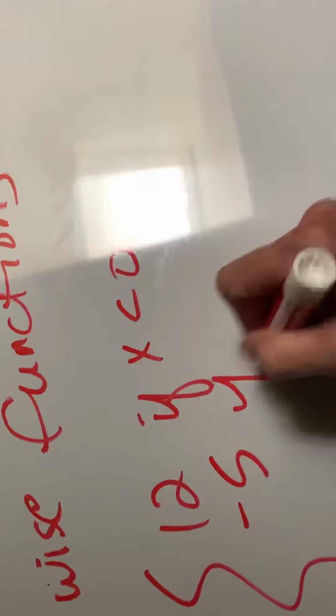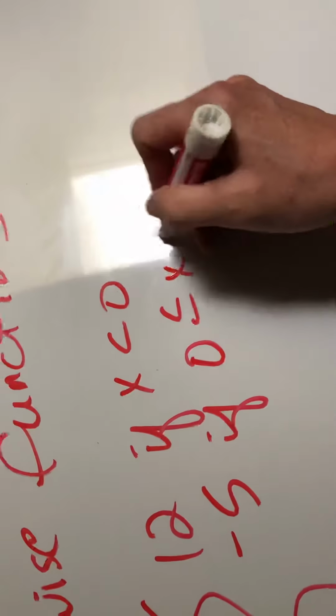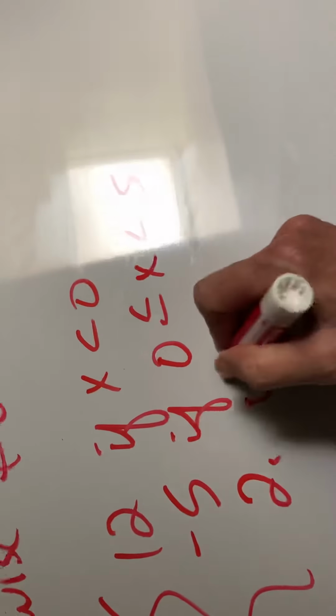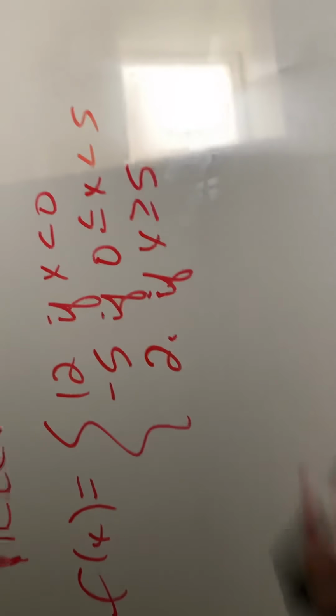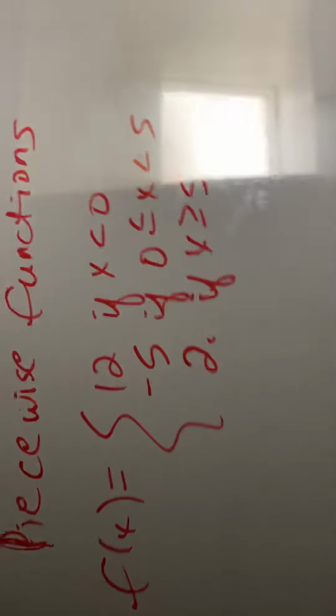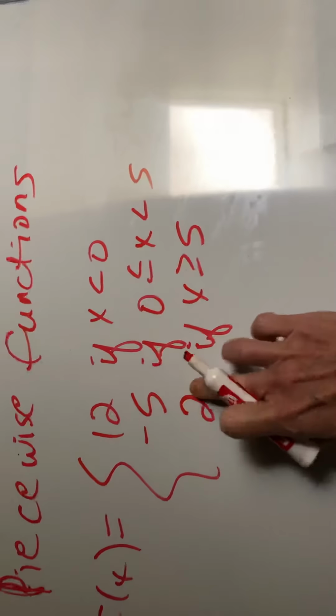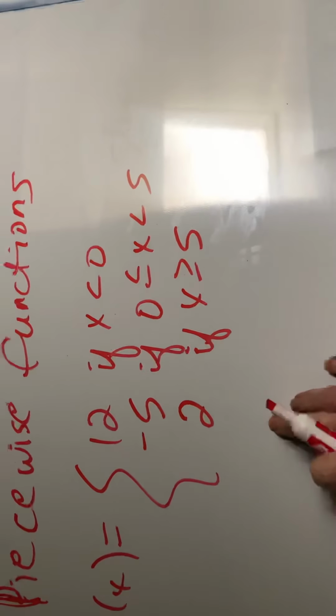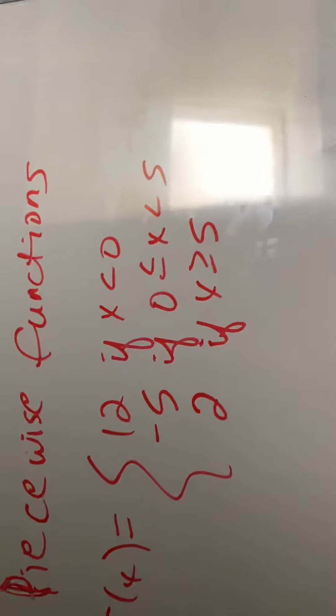Okay, so let's try this one. F of x is 12 if x is less than 0, -5 if 0 is less than or equal to x less than 5, and 2 if x is greater than or equal to 5. Okay, so there's my function. It's going to be a step function. I'll show you here in a minute how you know if it's not a step function. So this is a step function.